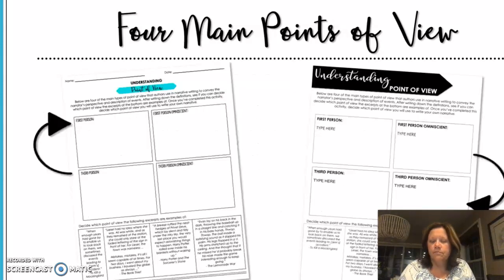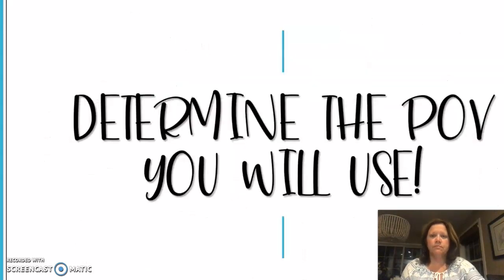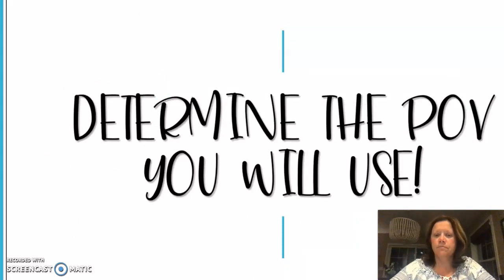So after you record the definitions for each type of point of view on your handout, you'll see at the bottom of the handouts there are short quotes. And so I want you to go through those quotes and determine which point of view the author is using. And you'll just write that in the box next to that quote. So that's the activity for the 4 main points of view. And then what you'll do finally at the end of this to wrap everything up is now you are going to determine which point of view you are going to use to write your narrative.